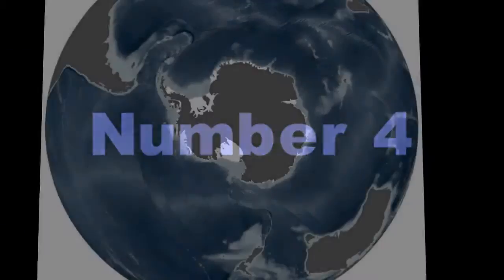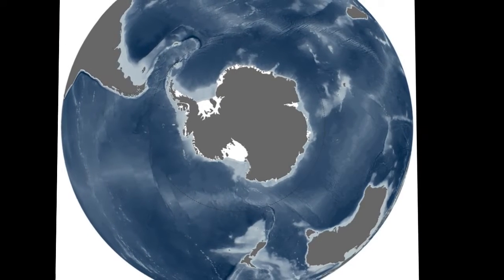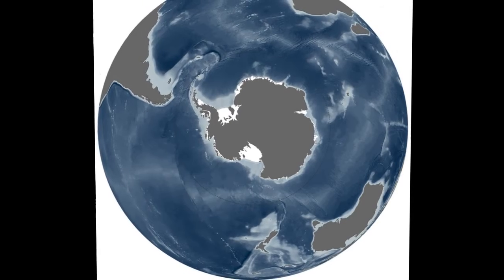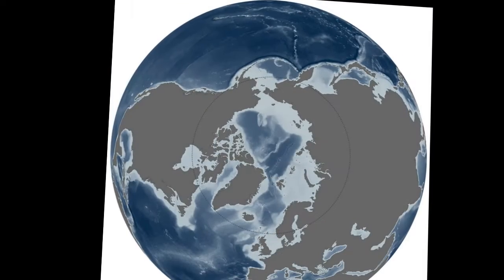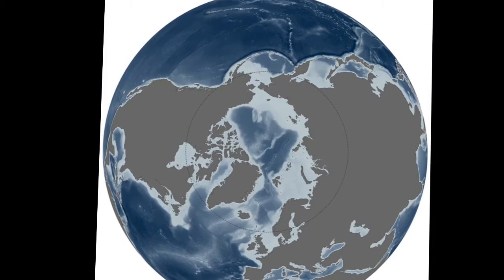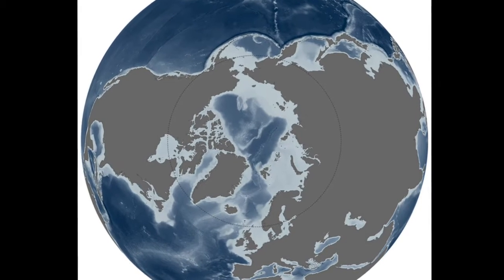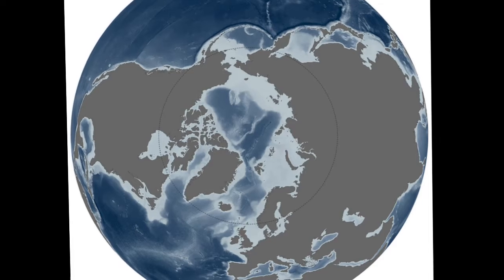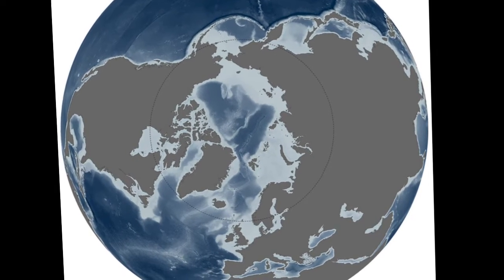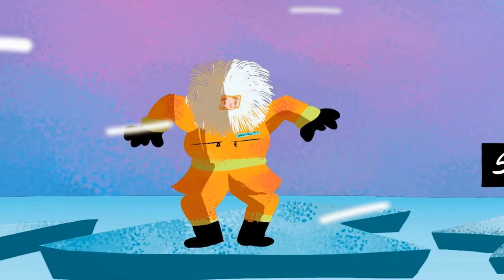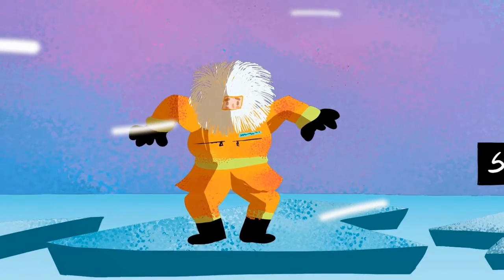Number 4. Common misconception: the North Pole is north and the South Pole is south. Actually, in terms of physics, the North Pole, while geographically in the north, is actually a south magnetic pole, and the South Pole, geographically in the south, is a north magnetic pole. When your compass is pointing north, it is actually pointing to the south pole of Earth's magnetic field.